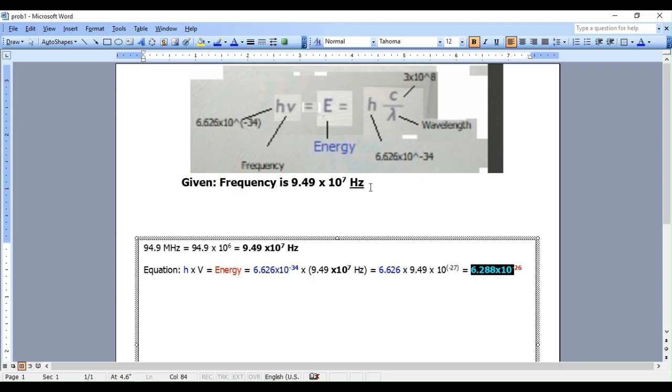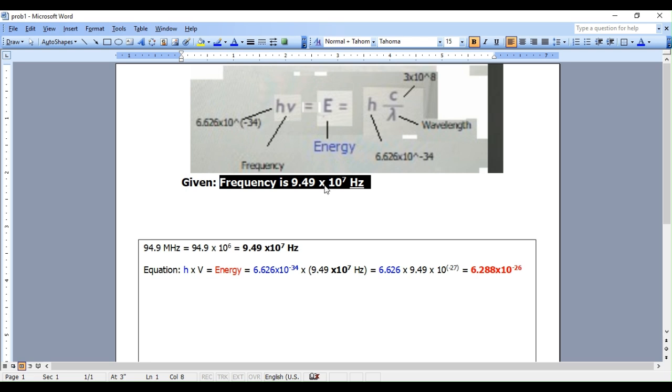Okay, we're going to solve this problem for both energy, the first step, solve for energy, h times v. And then once we know energy, we can put that in the middle and solve for wavelength, that upside down y on the right-hand side. So it's two steps. First thing we're going to do is solve energy. And we're told that the frequency is 94.9. Well, actually, we're told it's 94.9 megahertz, right?